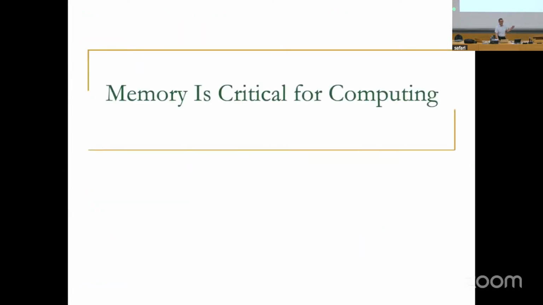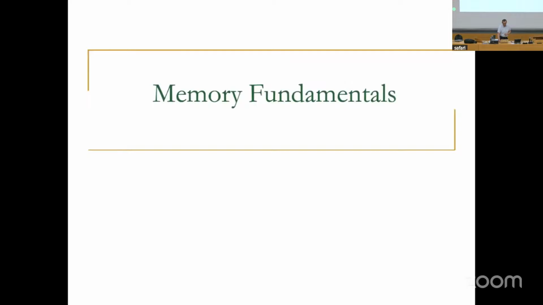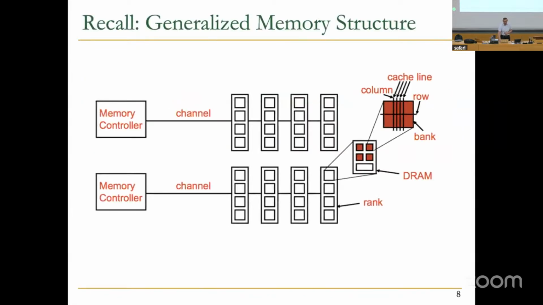Okay, last time we covered memory is critical for computing, and we discussed many different metrics that memory design affects. We talked about some memory fundamentals, which I'm not going to talk about again. We're talking about memory organization and technology, and I'm going to go through some slides again to jog your memory. And this was a hierarchical memory structure that we looked at, especially in the DRAM subsystem. I'm going to talk a lot about DRAM subsystem today, and then we're going to talk about other things too.